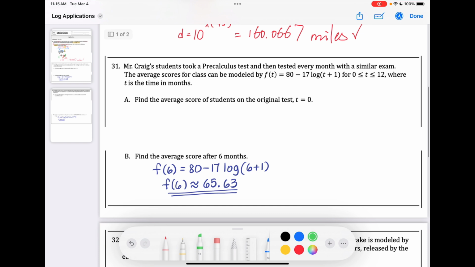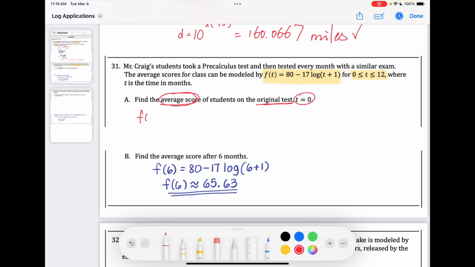Moving on, number 31. We are also given a log function. We're going to use that. We have a domain for my x value from 0 to 12. They're talking about the test on a similar exam, the average score. Find the average score based on this original test when t is equal to 0.